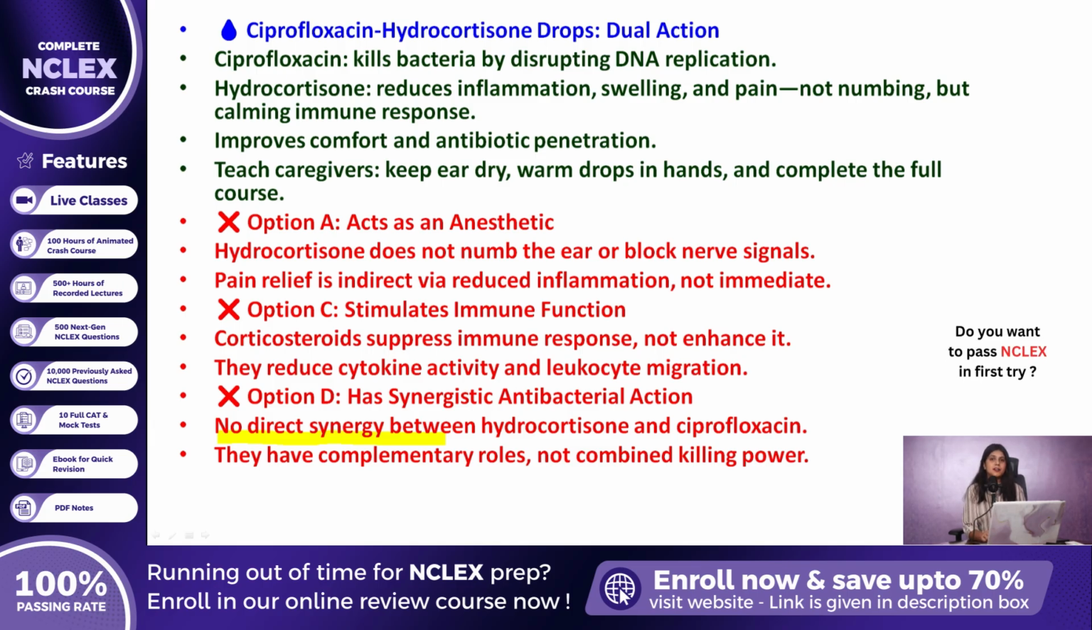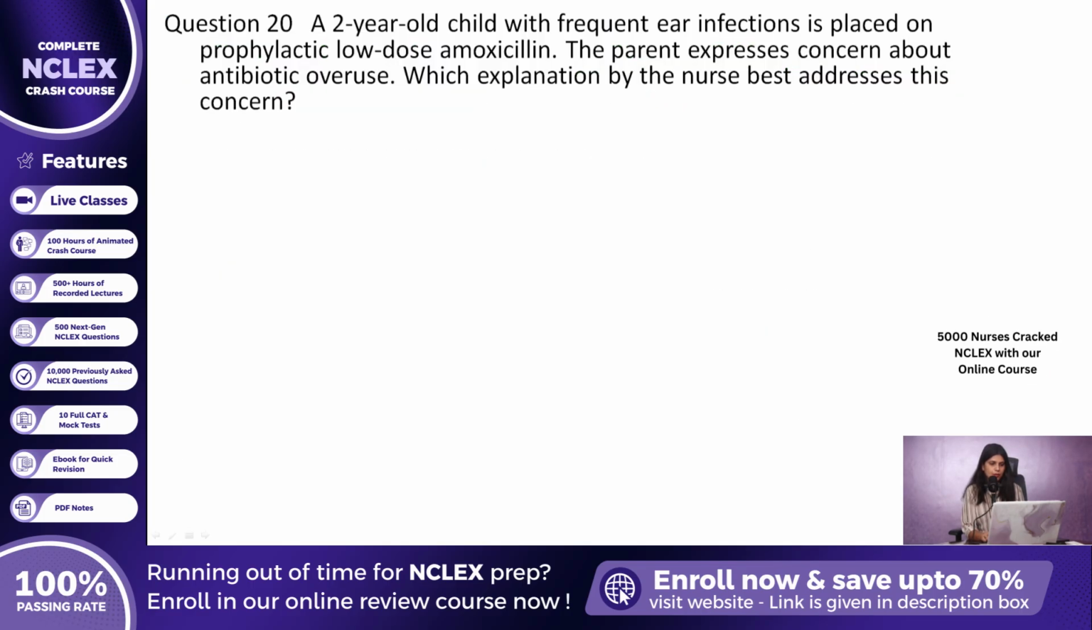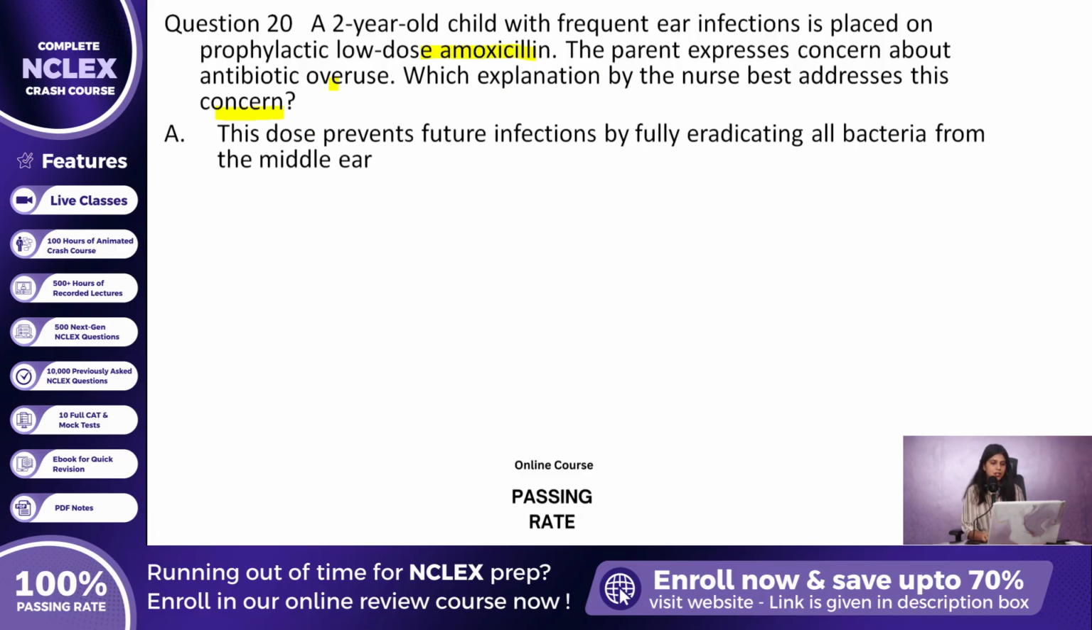You have made it this far. Let's tackle the last challenge with question number 20. A 2-year-old child with frequent ear infections is placed on prophylactic low-dose amoxicillin. The parent expresses concern about antibiotic overuse. Which explanation by the nurse best addresses this concern? Let us examine the answer choices and determine which response reflects both scientific accuracy and patient-centered education.